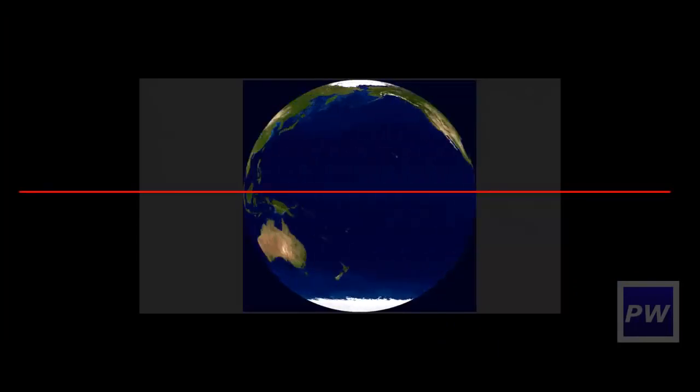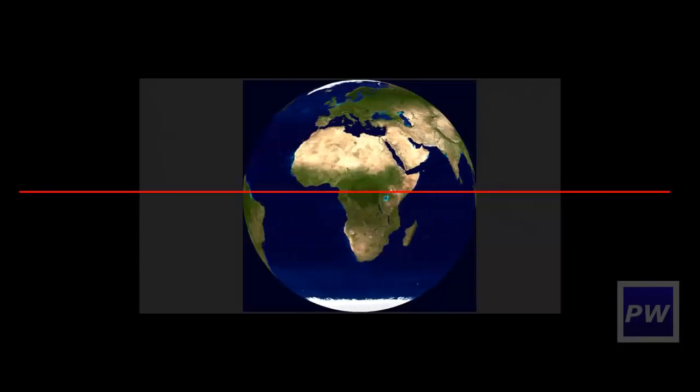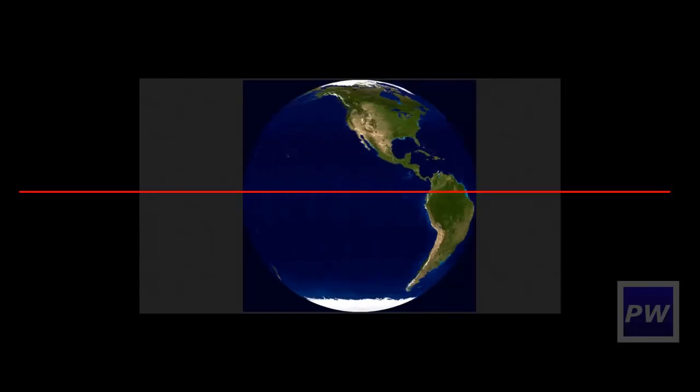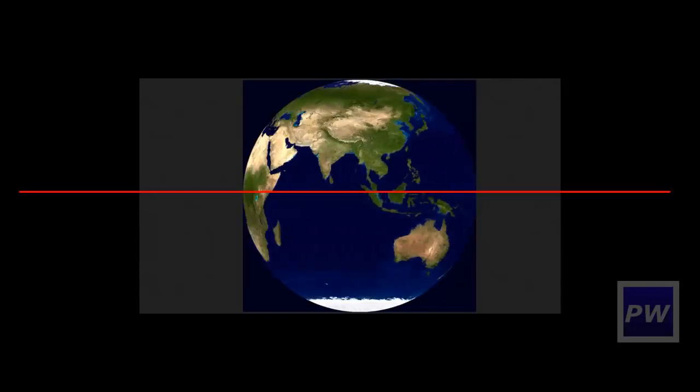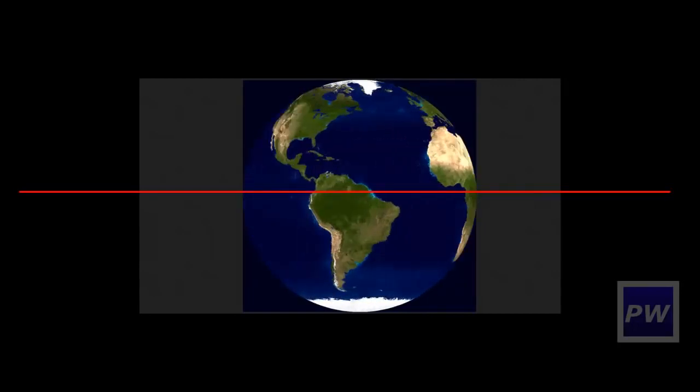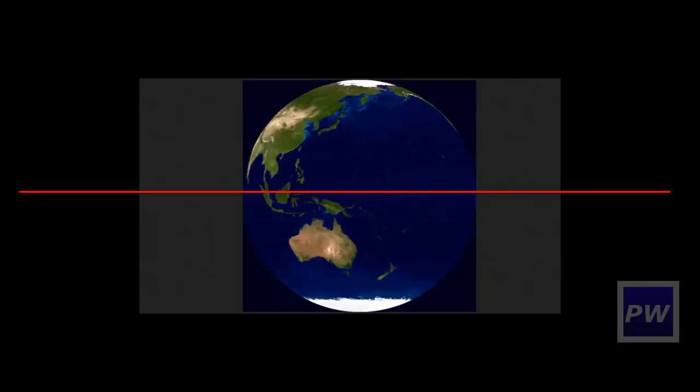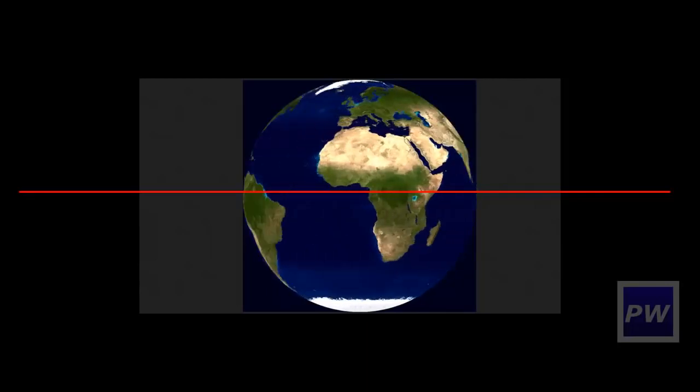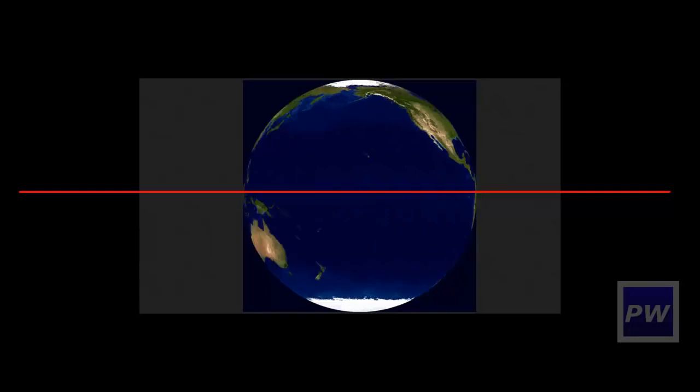So here is a spinning globe, as we are told it is, with a red line representing the equator. And as Australia comes round, you will see that Indonesia and Thailand are just above it, and Phuket pretty much on that equator.